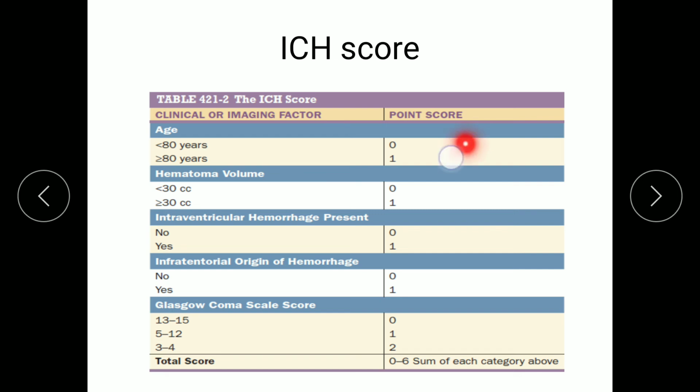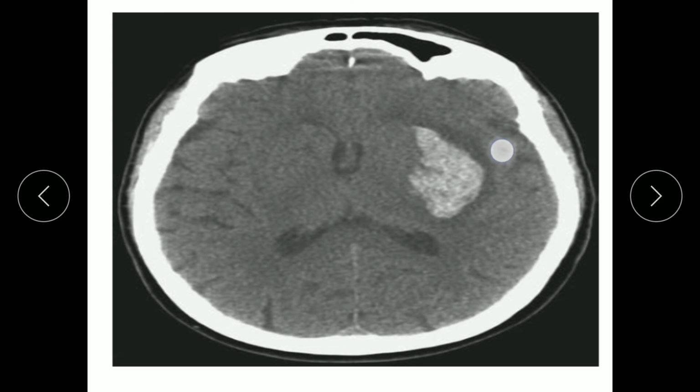This is the ICH score. The variables are age, hematoma volume, intraventricular extension, infratentorial origin, and GCS, Glasgow Coma Scale. The maximum score is 6. As the score increases, the prognosis for the patient is poor. Diagnosis: CT is the only modality. It is highly sensitive and specific as well as cost effective. You can see intracerebral hemorrhages which will look white in plain non-contrast CT.